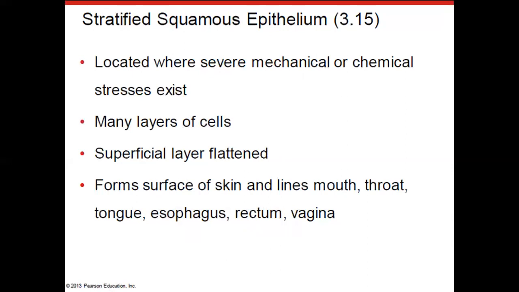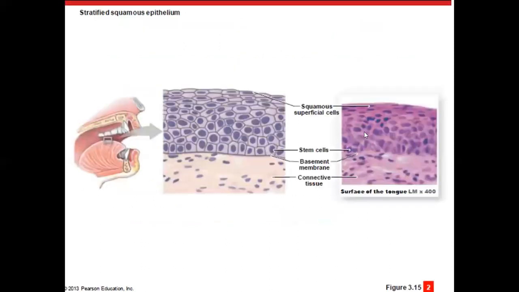So stratified squamous epithelium is multiple cell layers of squamous cells. Many, many layers. Anywhere from 10 layers to 30 or more can be a layer of stratified squamous epithelium. And the superficial layer is most flattened. So take a look. Here's stratified squamous epithelium. There's a layer, here's a layer, another layer. Layers upon layers upon layers. And this is stratified squamous epithelium from your mouth.